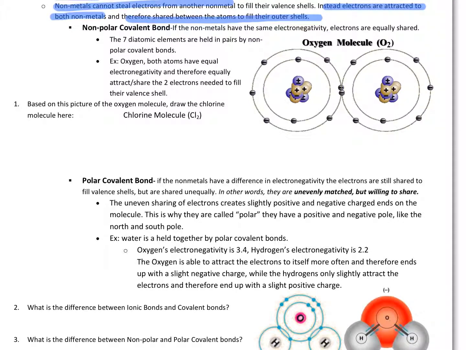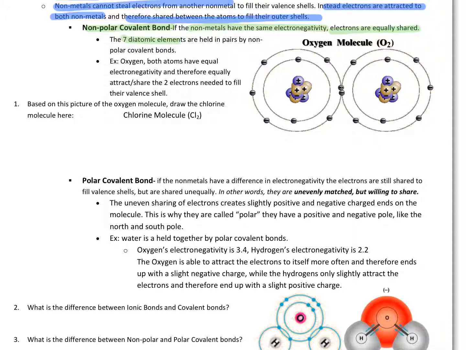So if it's nonpolar, think of poles like the North and South Pole having 2 extremes. Okay, if you're nonpolar, you don't have 2 extremes, then the nonmetals have the same electronegativity, and the electrons are equally shared. So if it's nonpolar, it's an even tug of war, and that flag stays straight in the middle. They're both just as strong as each other. They both have the same electronegativity, which is the measure of their strength.